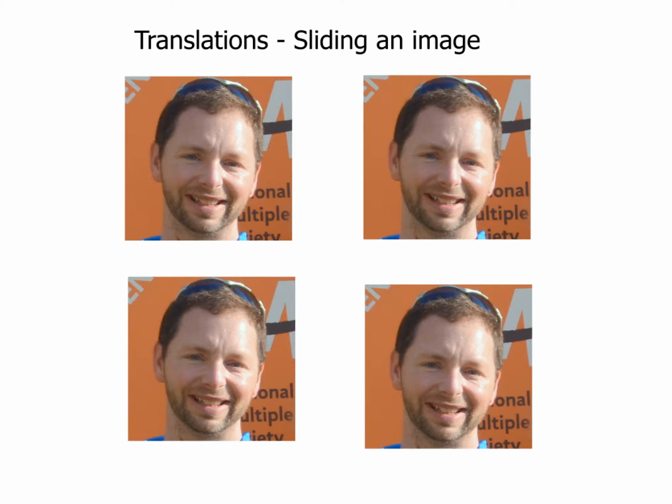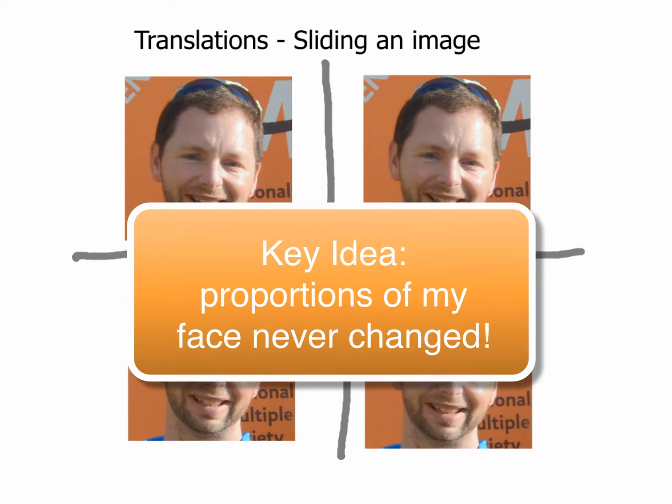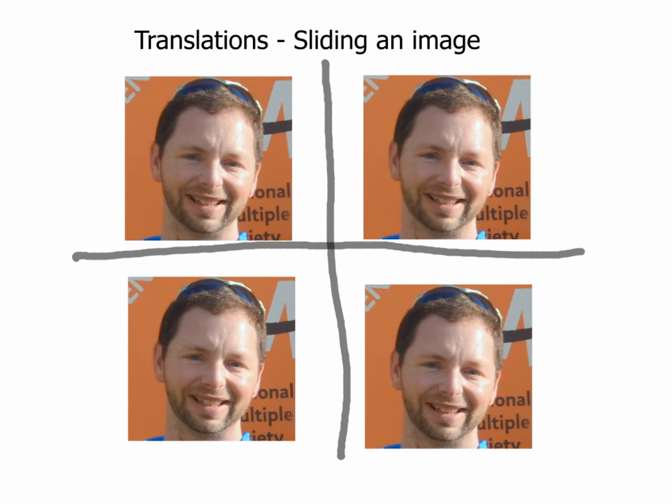Very often in geometry, you'll take an image and you're going to slide it somewhere across the coordinate plane. So there might be an XY axis that divides things up. But what I want you to pay attention to is that at no time did the shape of my face ever change. It stayed the same. All the proportions were exactly the same. And that's all sliding an image or a translation really is. So let's take a look at a few examples here to practice what it means to translate or slide an image.